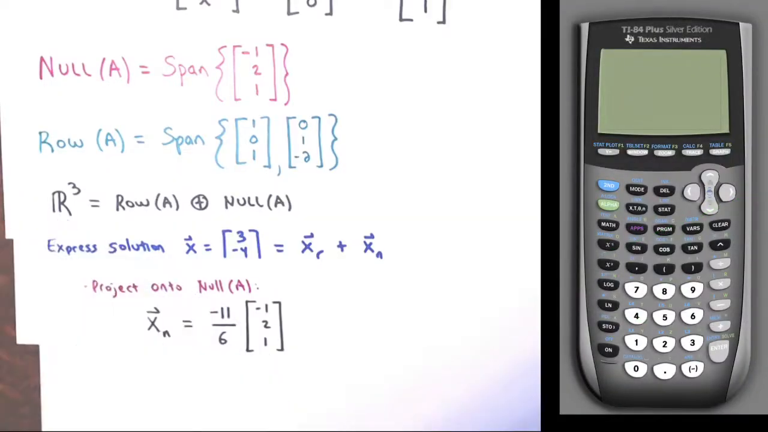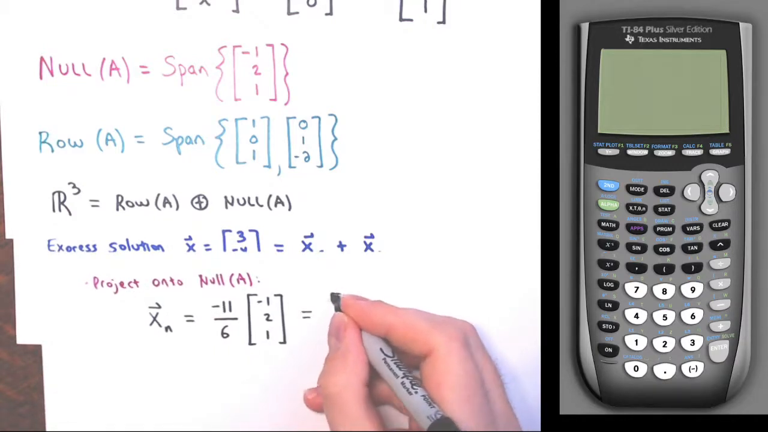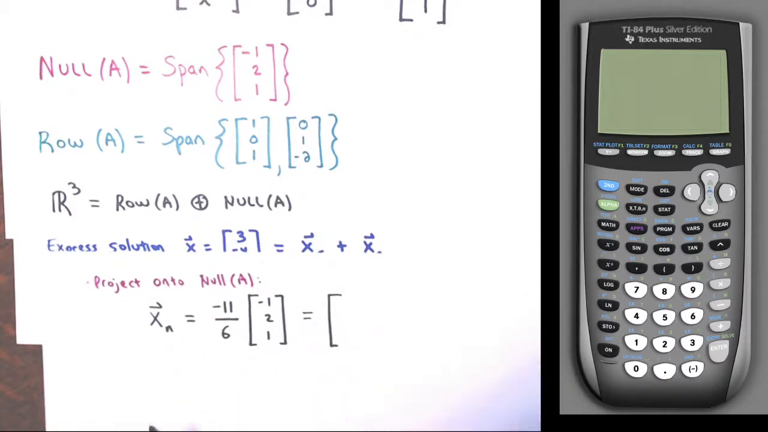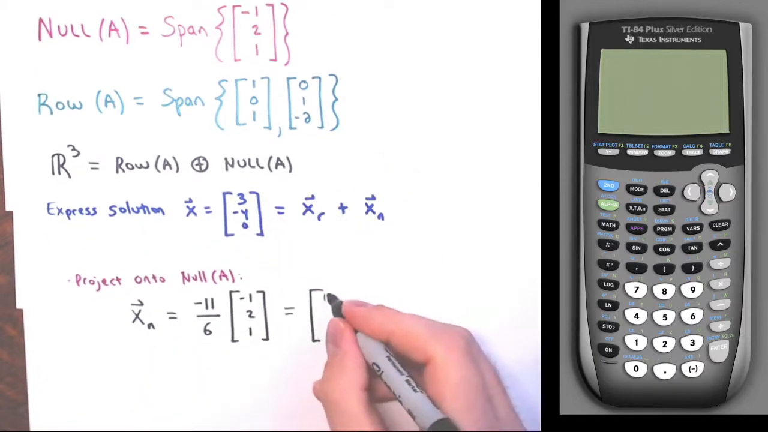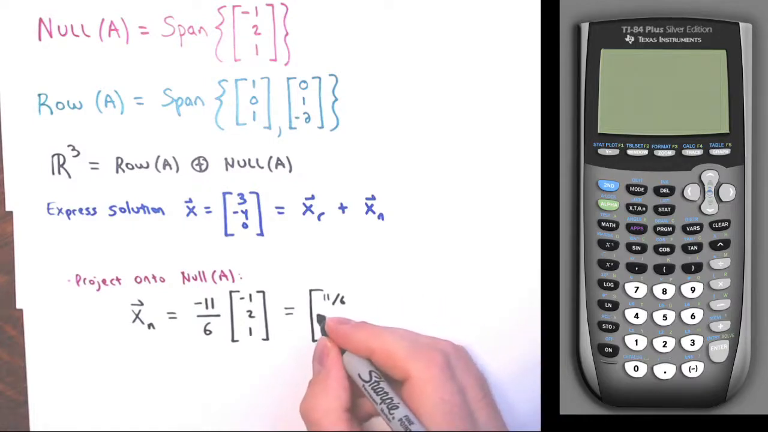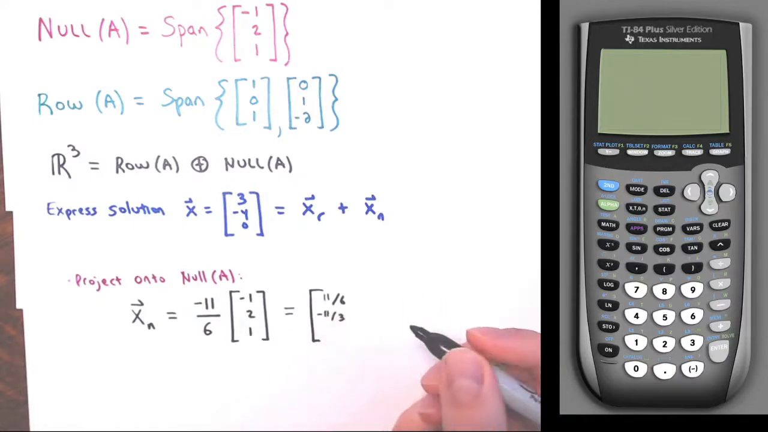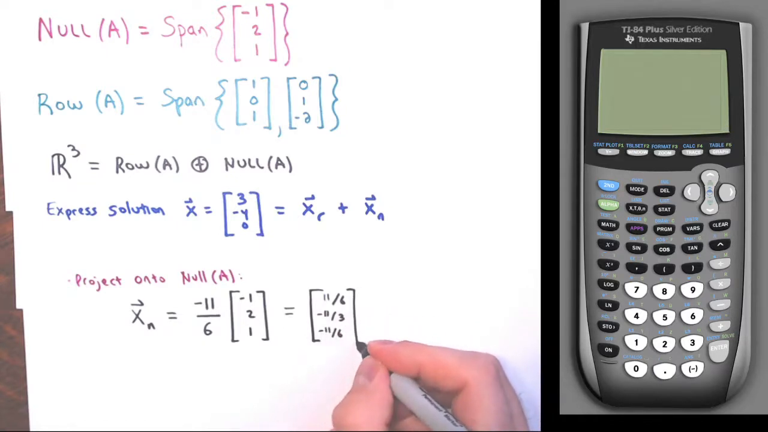So I go back. Now I already have xn, and let me actually multiply this out. Right. So the x sub n here, the projection of 3, negative 4, 0 onto the null space is positive 11/6, negative 11/3, and negative 11/6. Right. All right.